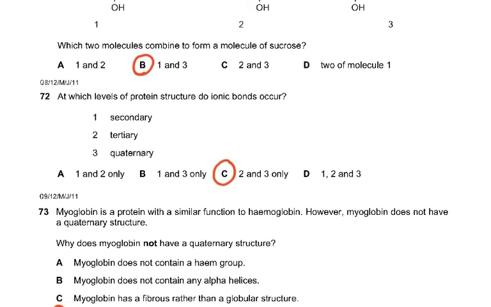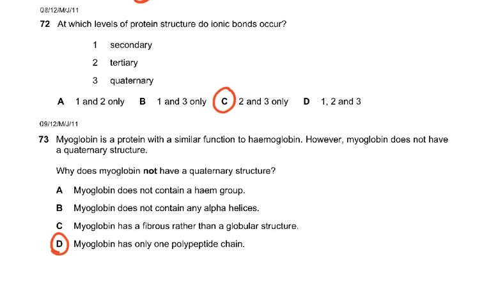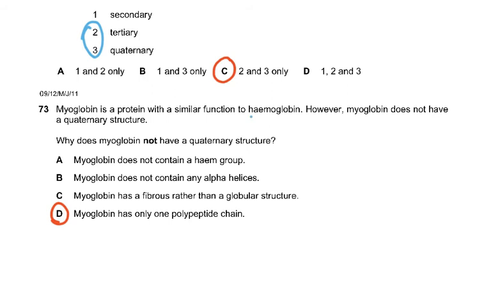At which level of protein structure do ionic bonds occur? Ionic bonds occur in the tertiary and the quaternary. So it was 2 and 3. They would occur. Myoglobin is a protein with similar function to hemoglobin. However, myoglobin does not have a quaternary structure. Why does myoglobin not have a quaternary structure? Because myoglobin has only one polypeptide chain. Quaternary is always when there are two or more polypeptide chains.